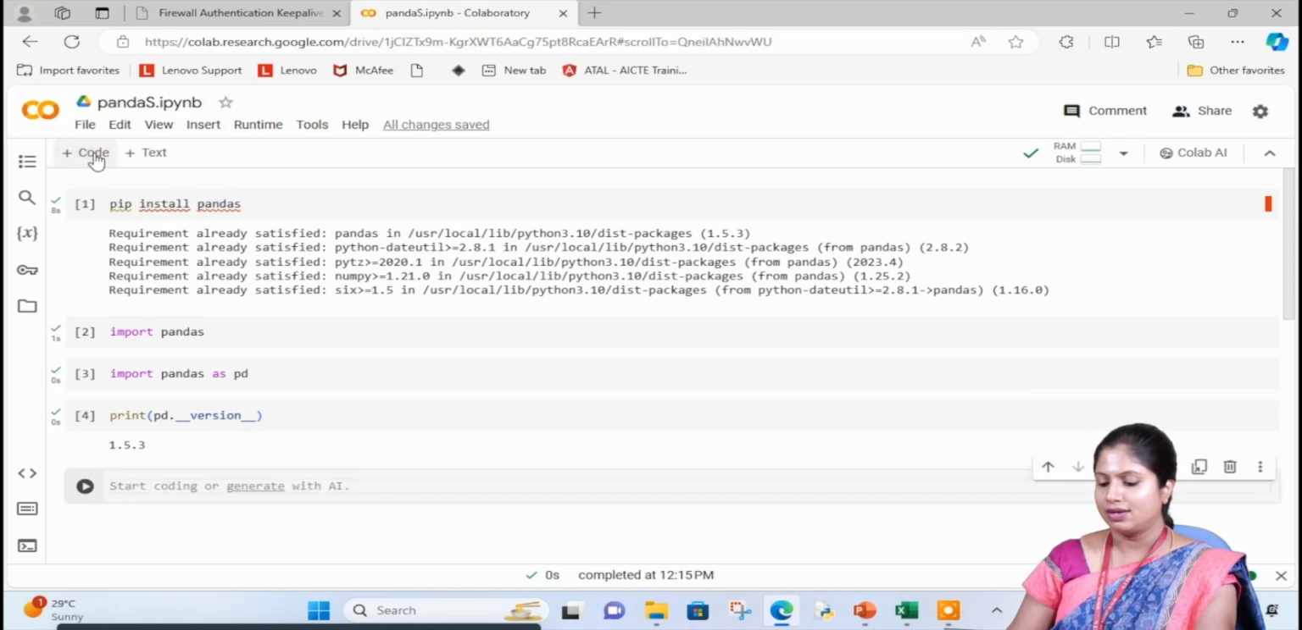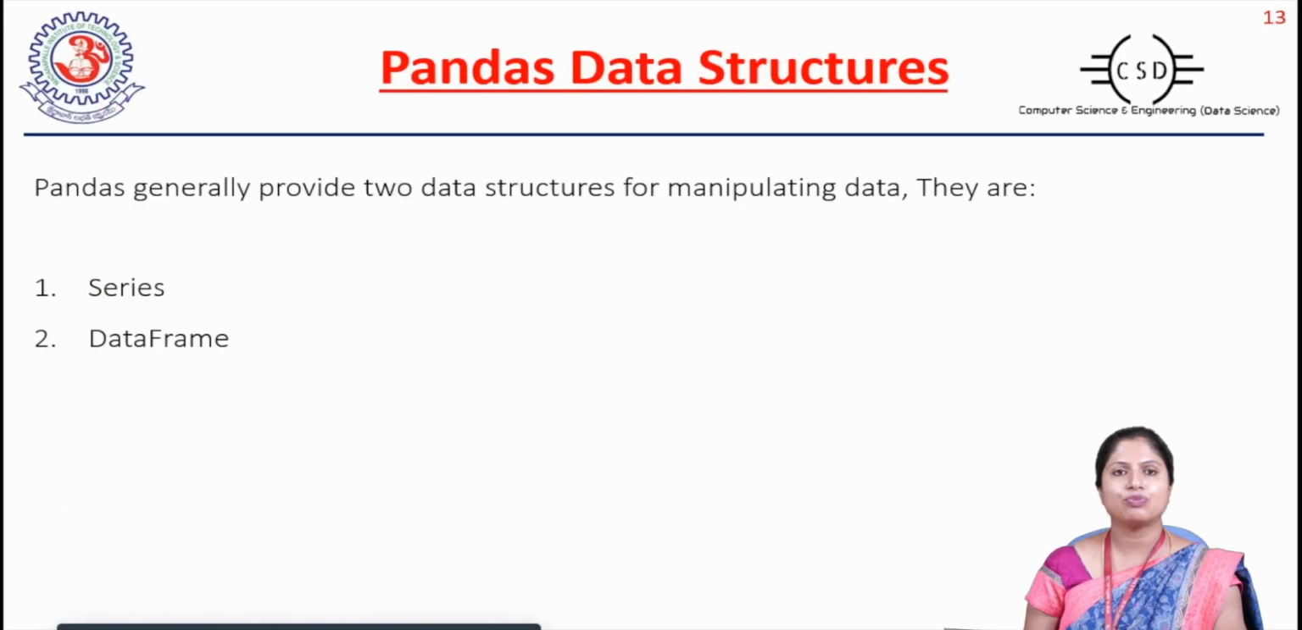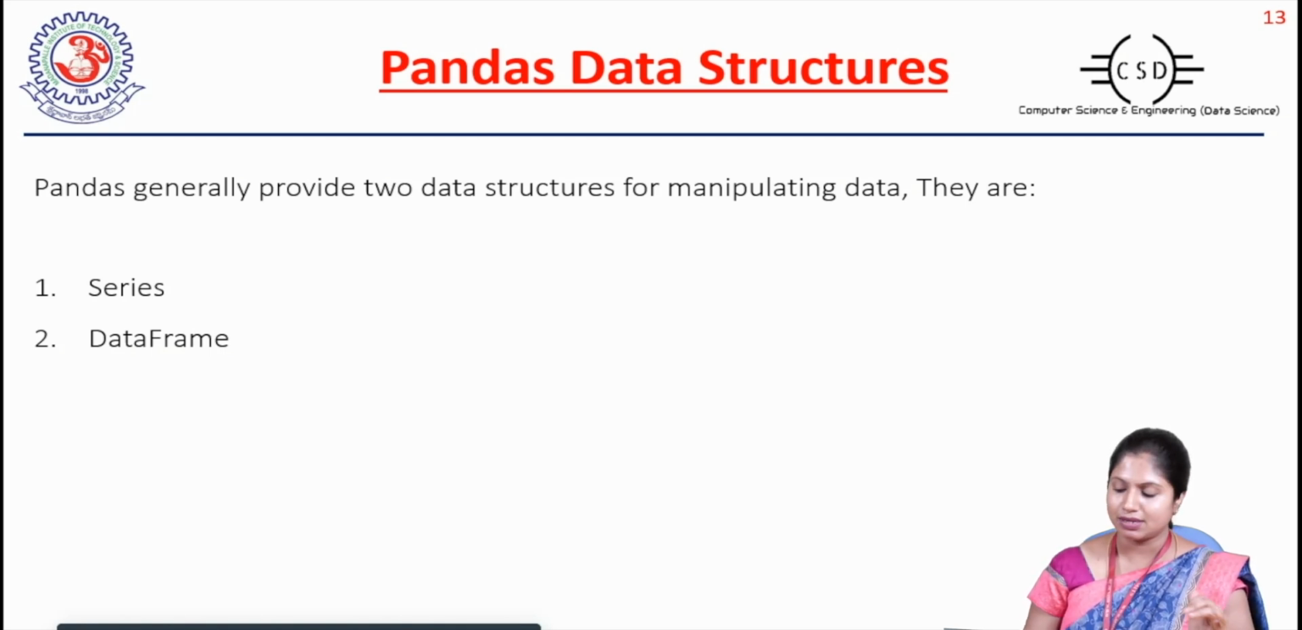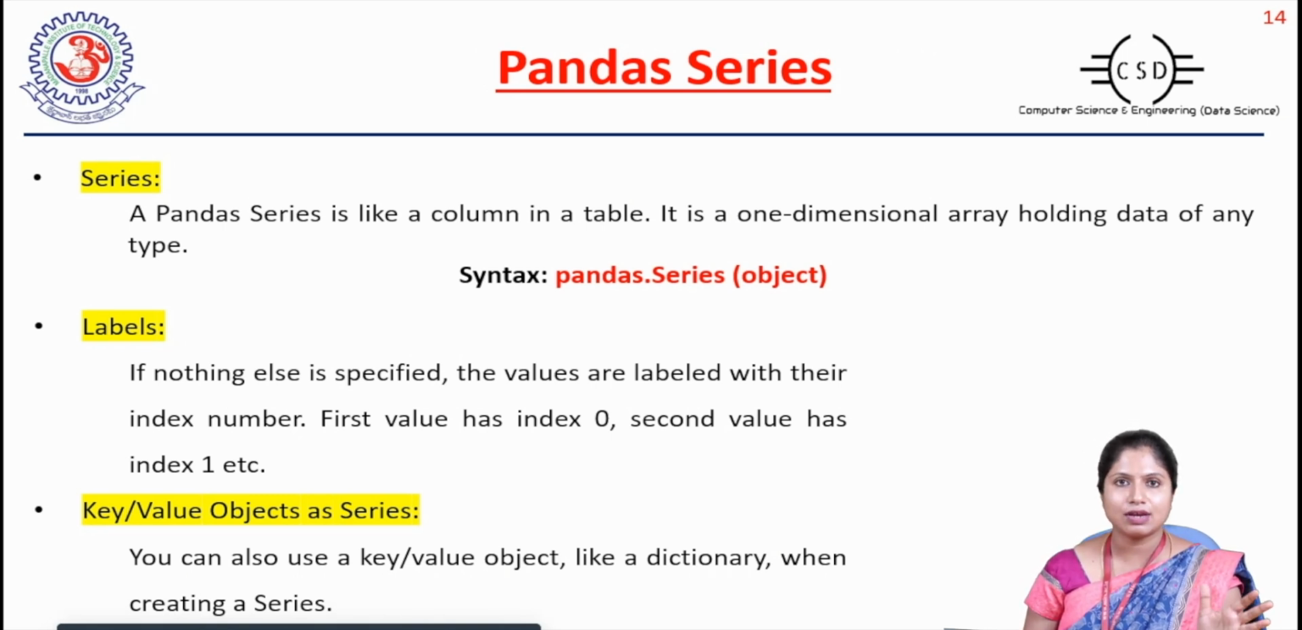Next, very importantly, we have two data structures in Pandas: one is the series data structure and the other is the data frame data structure. Series is a one-dimensional array and data frame is a two-dimensional array. Let's see them one by one with an example. First, series: as I told you, a series is like a column in a table. It is a one-dimensional array.